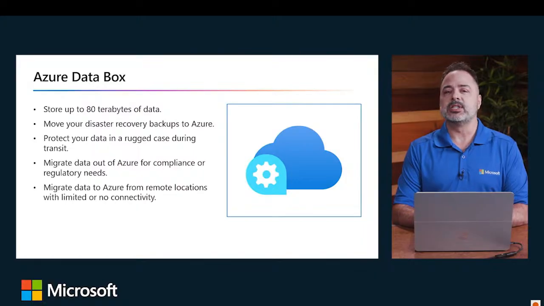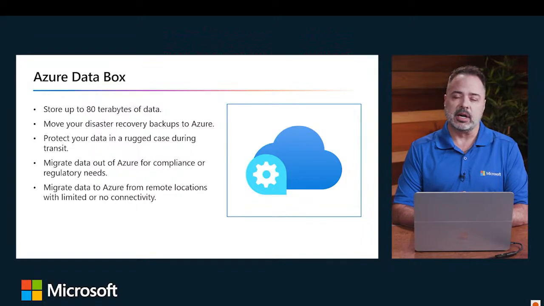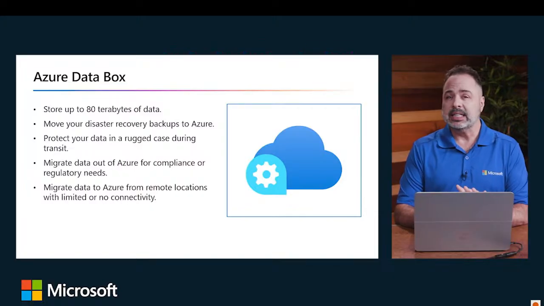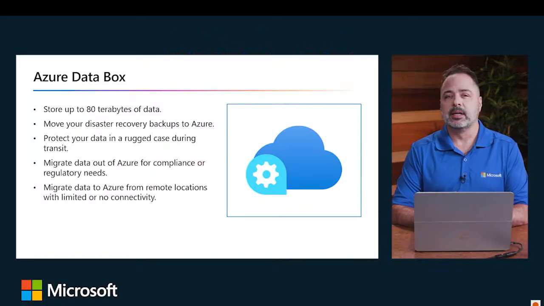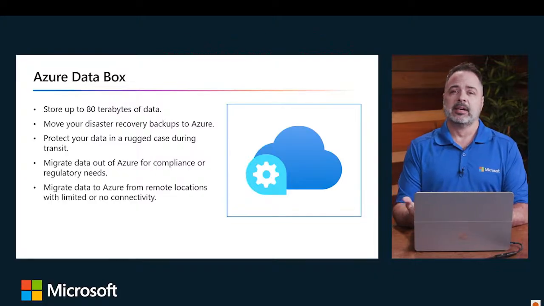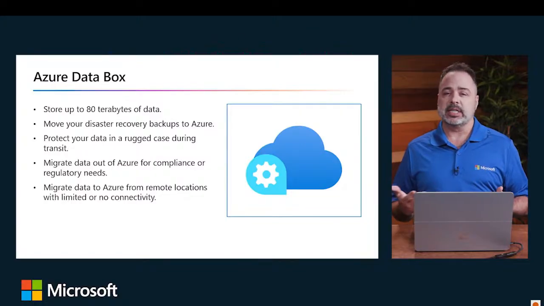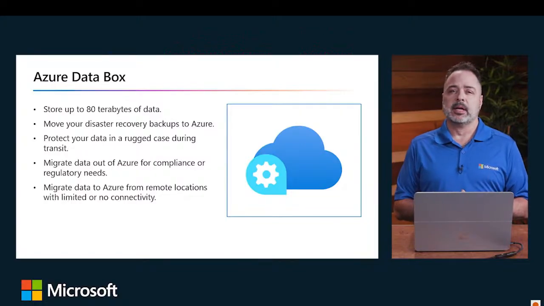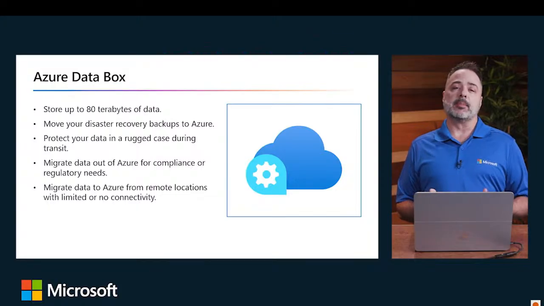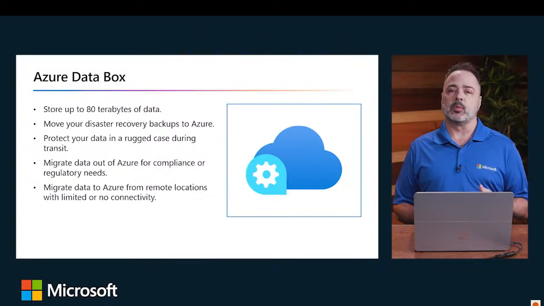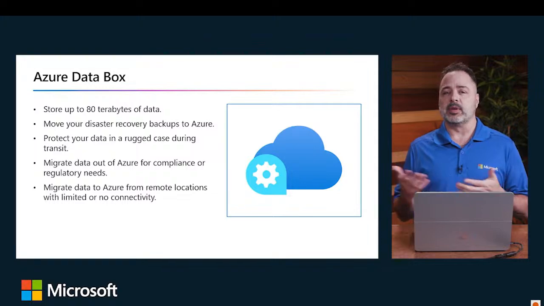Data Box is ideally suited to transfer data sizes larger than 40 terabytes in scenarios with no to limited network connectivity. The data movement can be one-time, periodic, or an initial bulk data transfer followed by periodic transfers. For example, you can use Data Box for a one-time migration when a large amount of on-premises data is moved to Azure.